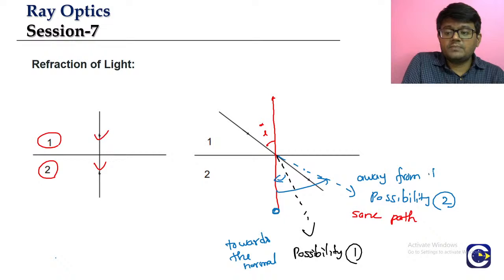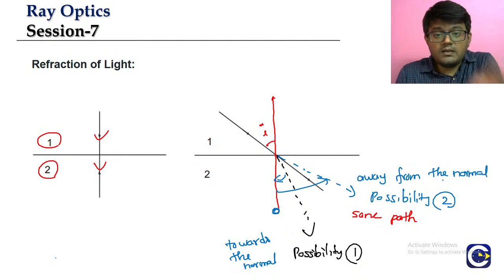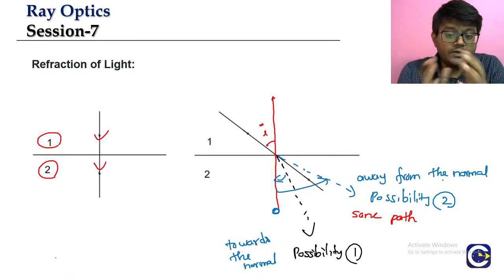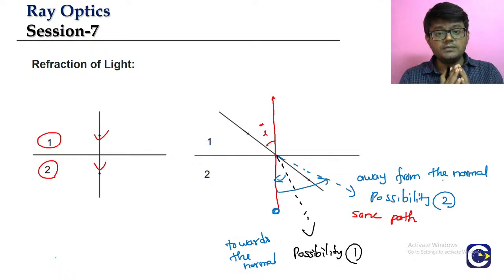It is bending away from the normal. So this is what is going to happen. Whenever we look at the light ray entering from one medium to another medium, what we will generally see is either it will be bending towards the normal, which will happen in some cases, or it will bend away from the normal, which will happen in another set of cases. But how do we know in which case it is going to bend towards the normal, or in which case it will be bending away from the normal?